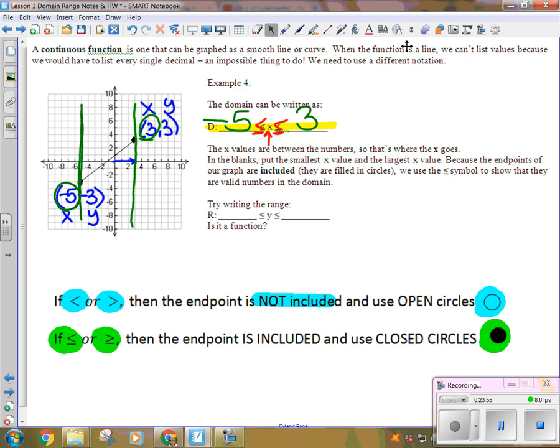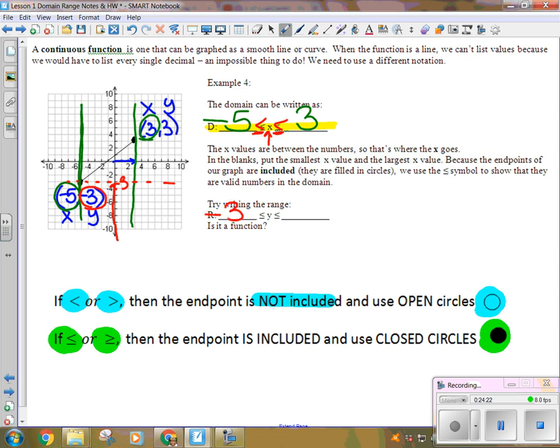Now let's do our range. Range is lowest to highest. So now I'm looking at y values. What is the lowest one? If I imagine coming up the y-axis and ask myself what is the first y value that's actually graphed on this picture, it looks like the first y value goes as low as -3. Right there's -3, and that's the y value that I use.